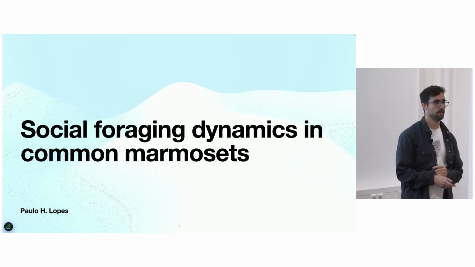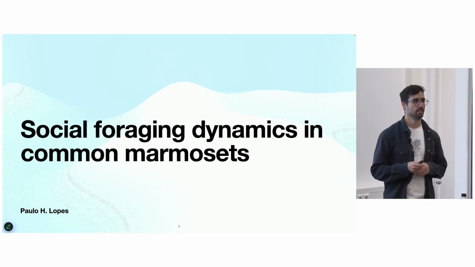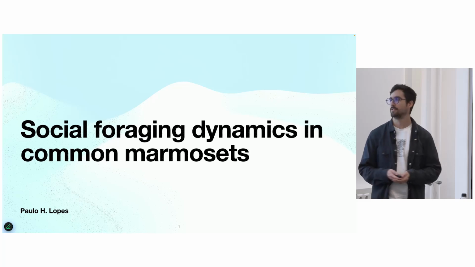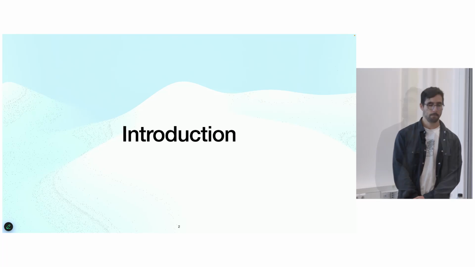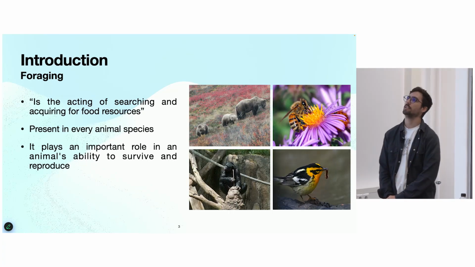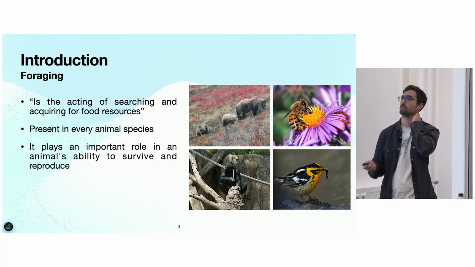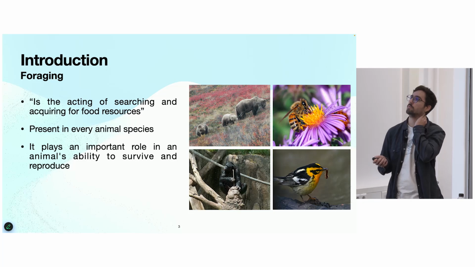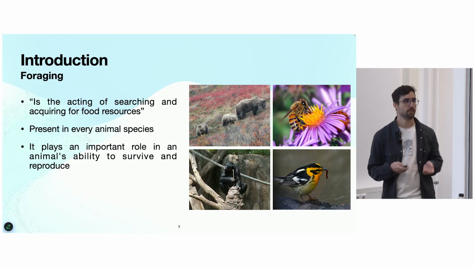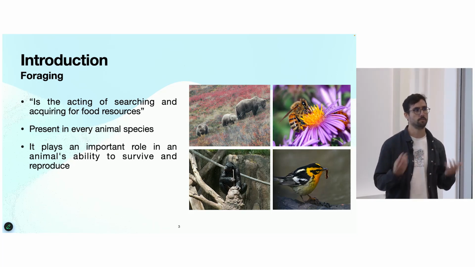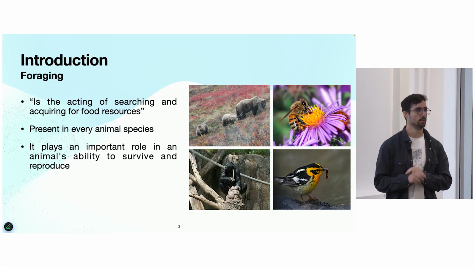But first, just to make sure that everyone here is on the same page, I'm going to start talking a little bit about foraging. This is not my main topic, I'm a computer science guy, so if I say something wrong, correct me later. But let's go. Foraging is the act of searching for and acquiring food resources. This behavior is present in every animal species, and it plays an important role in an animal's ability to survive and reproduce. When we look at foraging behavior, there are a bunch of aspects that we can study and learn about, but today I highlight only 3 of them.